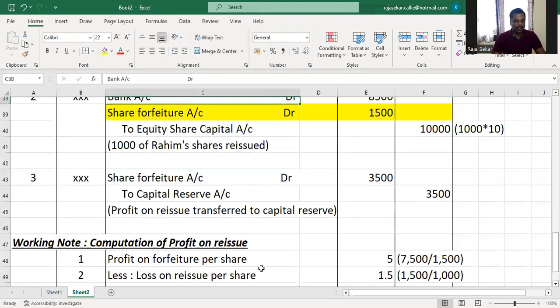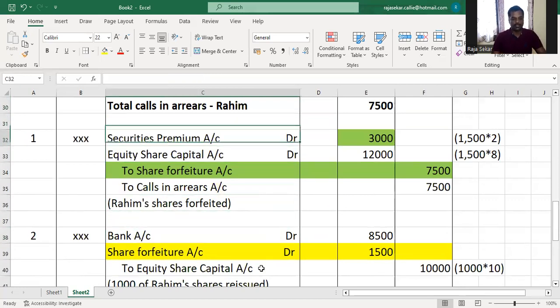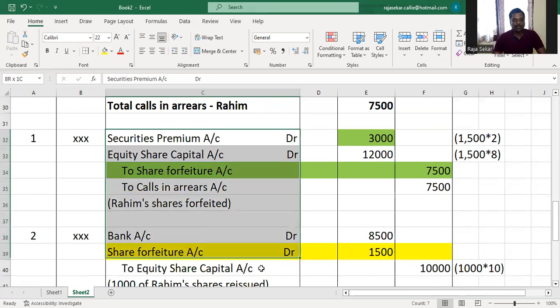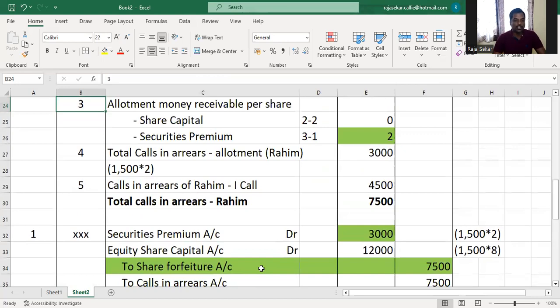The only thing that you have to understand here in order to pass these journal entries is that the journal entries are very simple by themselves. You can just mug them up and then pass them. In order to arrive at the correct amount, you need to do two working notes.